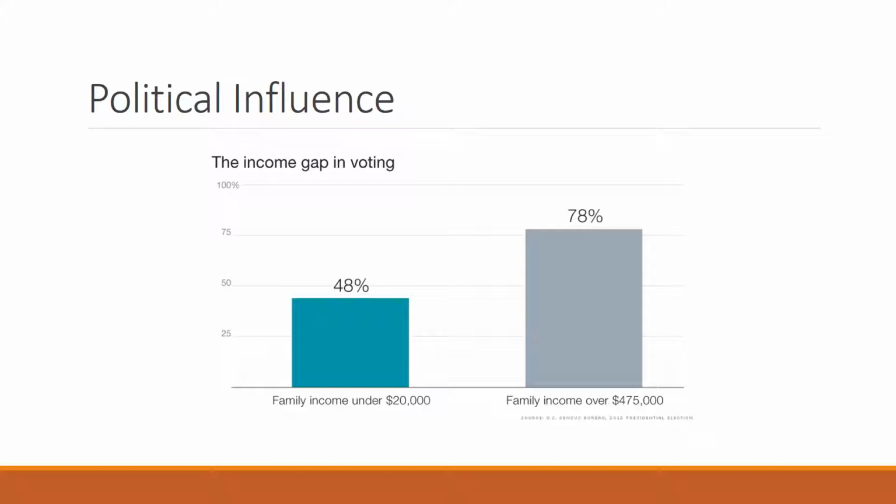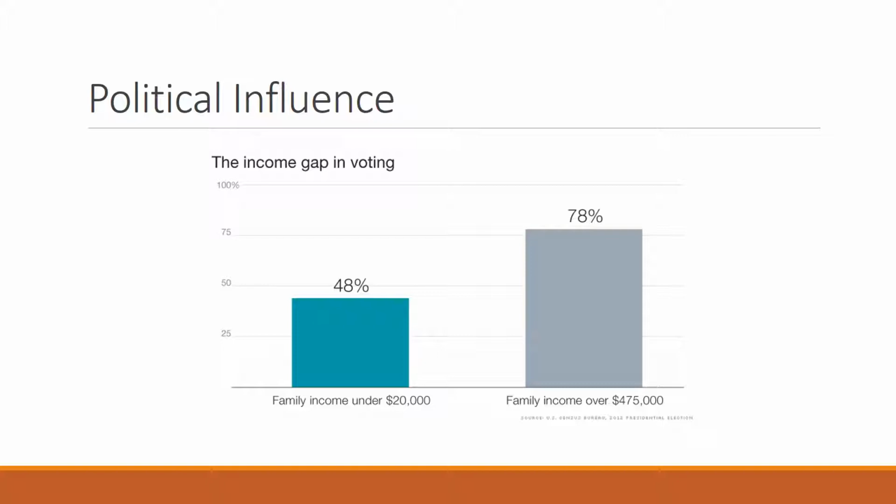Wealthy Americans vote at much higher rates than those of lower socioeconomic status. During the 2012 presidential election, only 48% of eligible voters making less than $20,000 a year voted, compared to 78% of those making over $475,000. Studies have shown that this difference in turnout affects public policy. Politicians are more likely to respond to the desires of their wealthy constituents than of their poorer constituents, in part because more of their wealthy constituents vote.